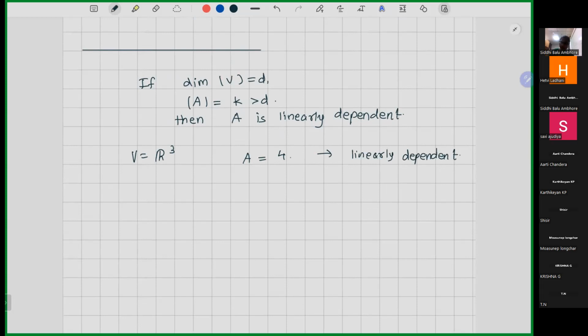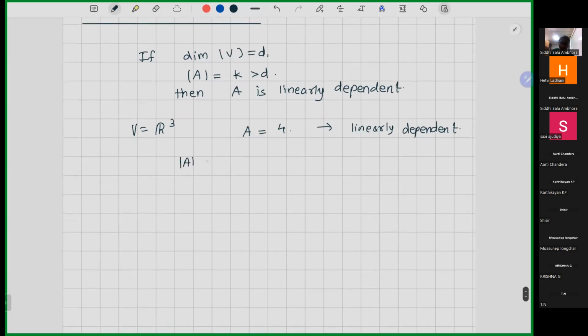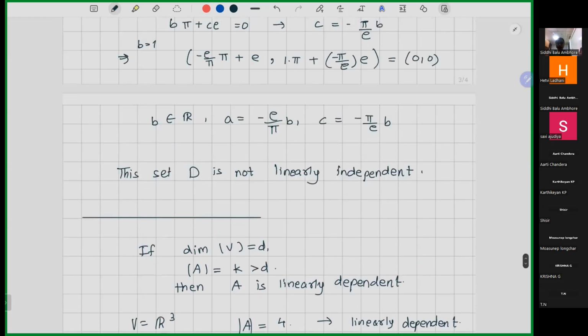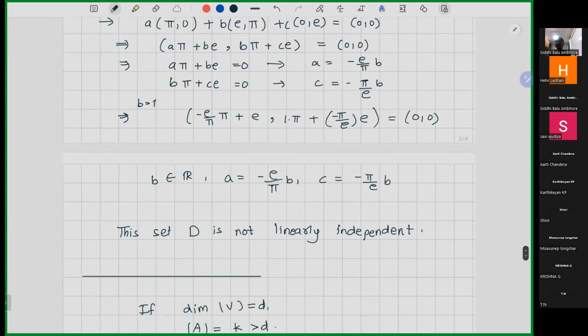However, if cardinality of A is less than or equal to 3, I mean, if it has 2 or 3 elements, then we have to check. One element is always, any singleton set having a non-zero element is always linearly independent. For 2 and 3 elements in this particular set, we have to check whether the set is linearly dependent or independent using this linear combination method. I hope that is clear.